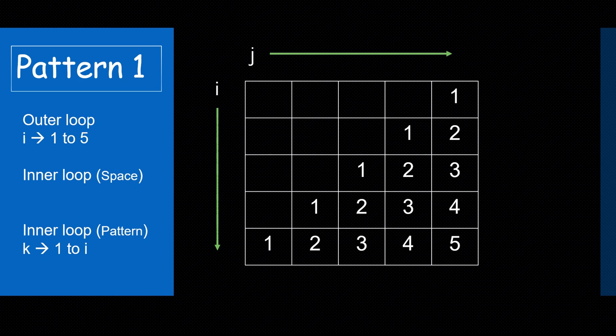Here you can see the triangle pattern. In front of it, you have to add space, that is, insert space in front of the pattern, and only then should you print the pattern. So here it is the normal pattern: 1, 1 2, 1 2 3, 1 2 3 4, 1 2 3 4 5. This is the first pattern we saw in the previous video. Here the only difference is you are going to insert spaces and then insert the pattern.